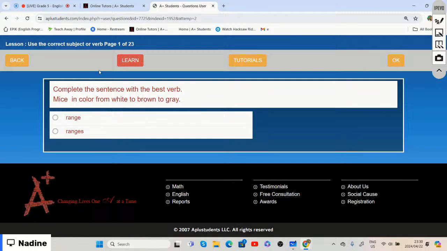All right. So now it says we need to complete the sentence with the base verb. Mice, right? Mice refers to more than one mouse, right? So mice, do we say mice range or we say mice ranges in color from white to brown to gray? Which one is the correct one? Do we say mice range or mice ranges?